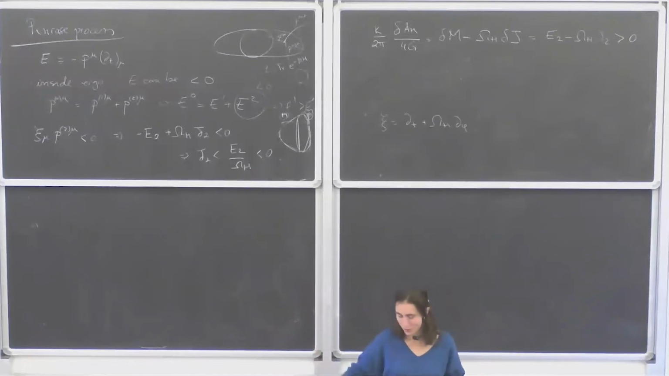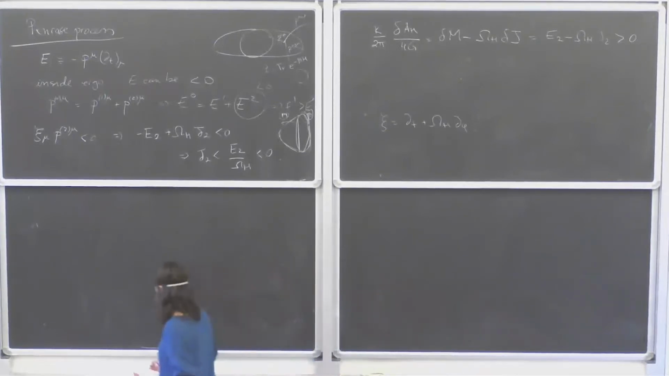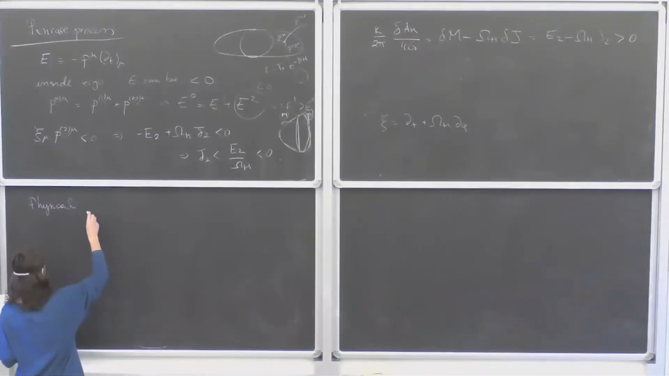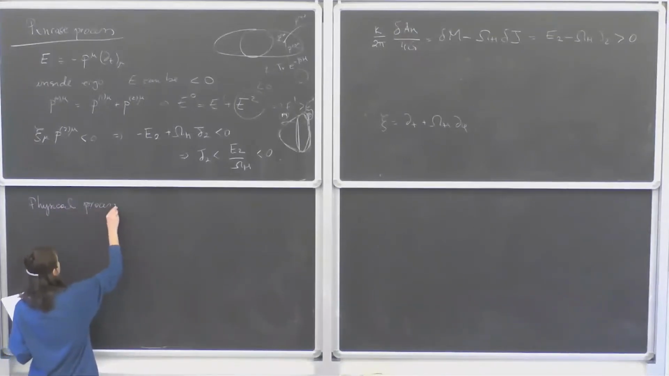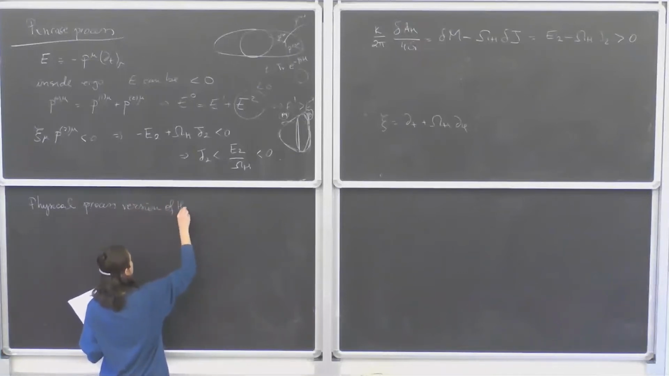We've gone through the zeroth law, and we've said some very trivial things about the first law. So now let's say something a bit less trivial. As I said, these laws, you can think about them in various ways. There are different ways of presenting them, some of them more insightful than others. So let me talk about the physical process version of the first law.